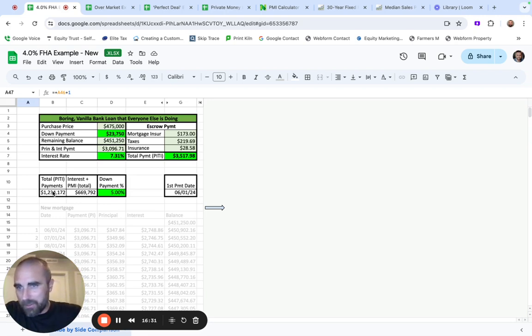All right, so look at this. Over the life of 30 years, your total payments into this is $1.2 million for a $475,000 home. Pretty wild. Now, what happens if we give it a 3% rate like it was just a couple years ago? Holy crap. That changes things a lot. Look how big of a difference that makes.